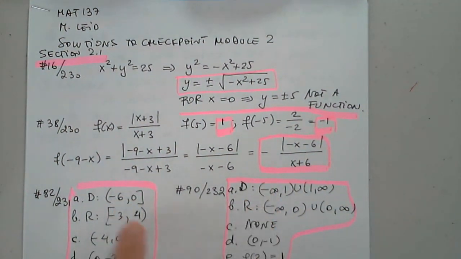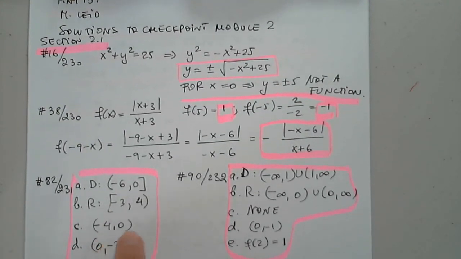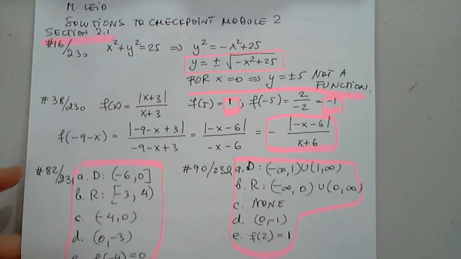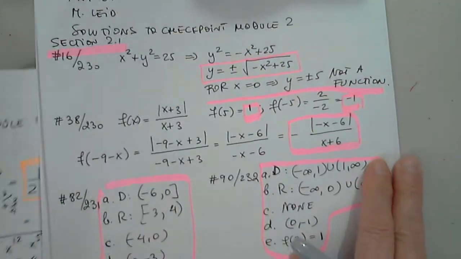These were all read from the graph: the domain, the range. I think it was obviously the x-intercept, the y-intercept, and a function value. Same thing here, domain and range from the book. In section 2.2, these are the previous ones.